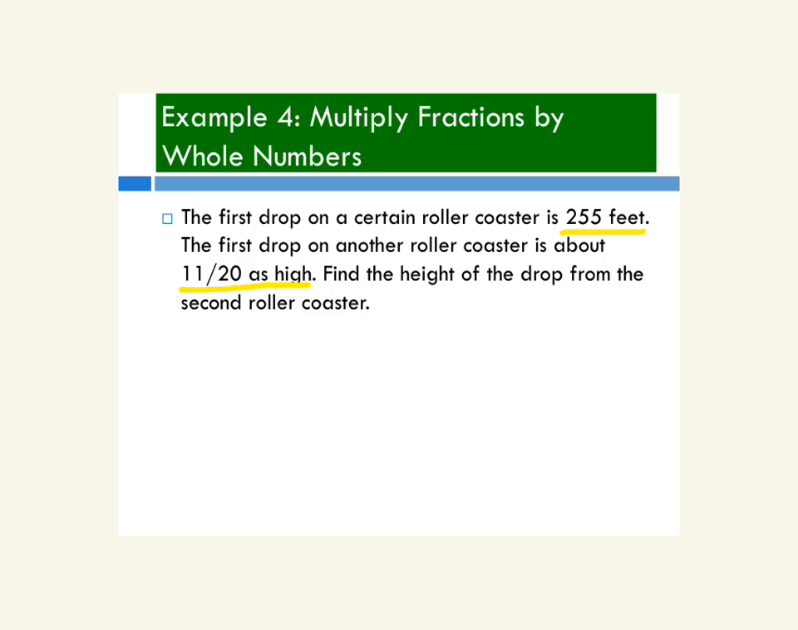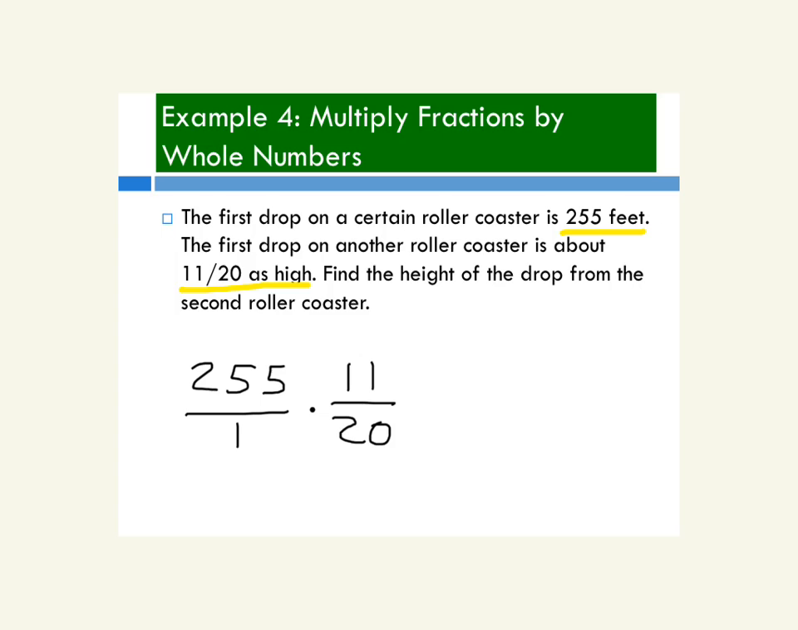So when you have a fraction of something and you're trying to figure out what that equals given the height of something else, or amount of something else, you always multiply that fraction by what you have. So if you have a full pencil and there's another pencil that is 1/2 as big, you would multiply 1/2 by 1, and you'd get half the size of the pencil. So we're going to multiply 11/20ths by 255.